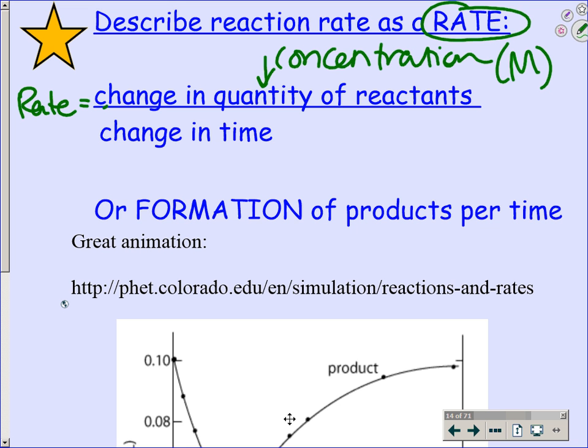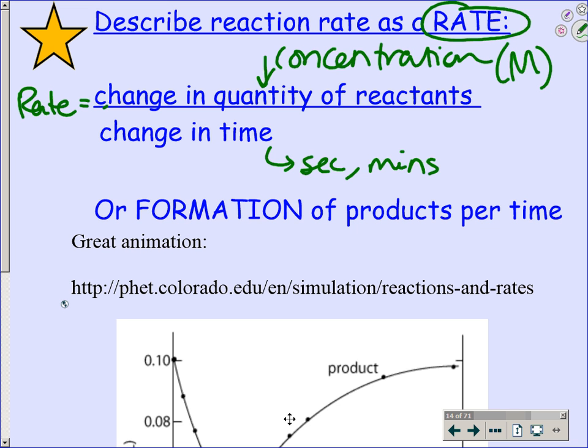It's always the change in time though. What if our reactions happen relatively fast? What would be a good time unit for us? Seconds, right? Time can be in seconds. It could be in minutes. A lot of times we're not hanging around for an hour to watch a reaction occur in our time frame, so we wouldn't generally use that. But it could be days and whatnot.